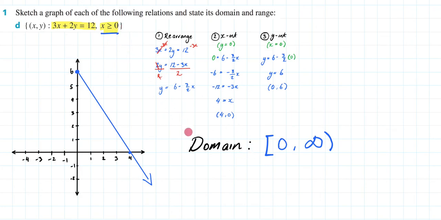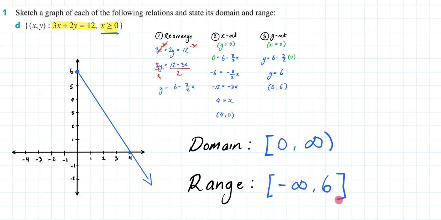Next, I need to write down what my range is going to be. My range is all my possible y values. For all my possible y values, as you can see, it's going to be from negative infinity all the way up to 6. Now, it's going to be a square bracket around my 6 because up here it's x is greater than or equal to 0, and where x is 0, that's where I have my 6. So I'm going to include that 6. So my domain is going to be from 0 to infinity, and my range is going to be from negative infinity to 6. Hopefully this video was helpful to you in answering 1d.